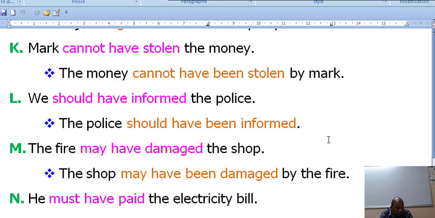We begin with the complement, the money. We put cannot as a modal. We put have, and then stolen past participle. We give it to the verb to be. It becomes been, and stolen already in the past participle. We put it there. The money cannot have been stolen by Mark.